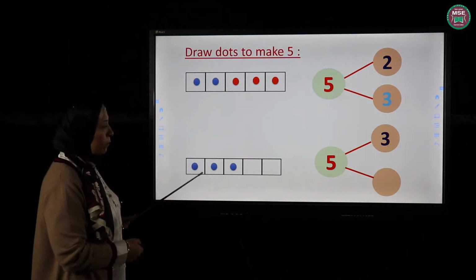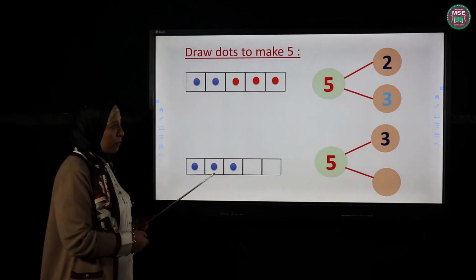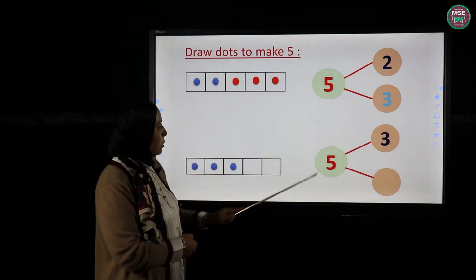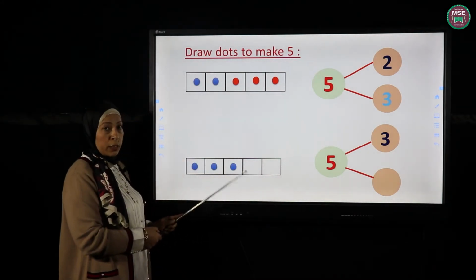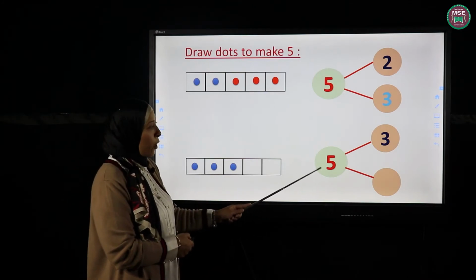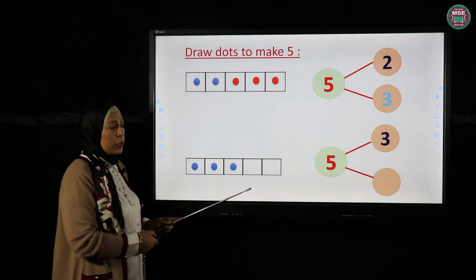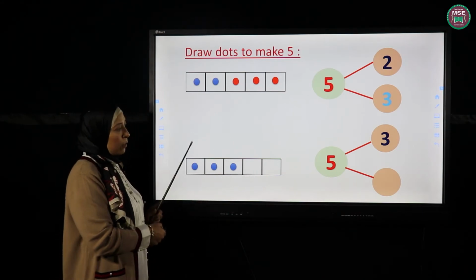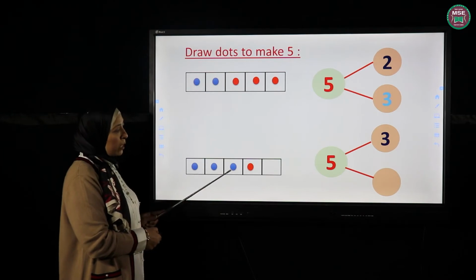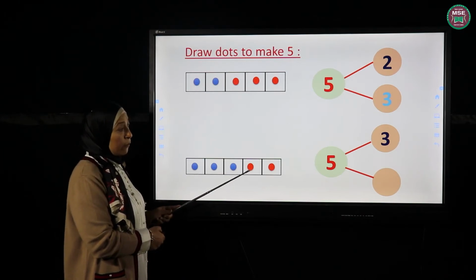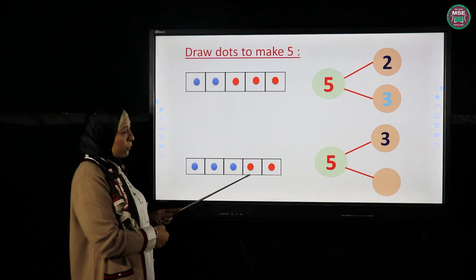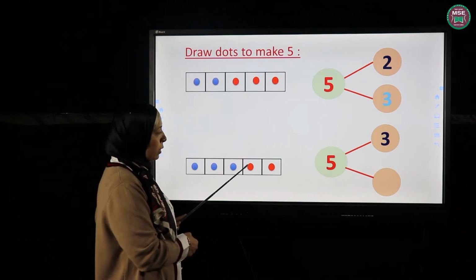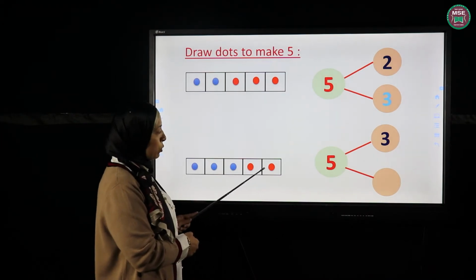Here on this 5 frame, how many blue dots do I have? I have 3, which is in the first part, right? I want to know how many more dots I need to get a whole number 5. So what we are going to do, yes, we are going to draw dots again to make 5. So 1, 2, 3, 4, and 5. Did I make number 5 now on the 5 frame? Yes. How many more dots did I draw? I drew only 1 and 2. 1 and 2 red dots.